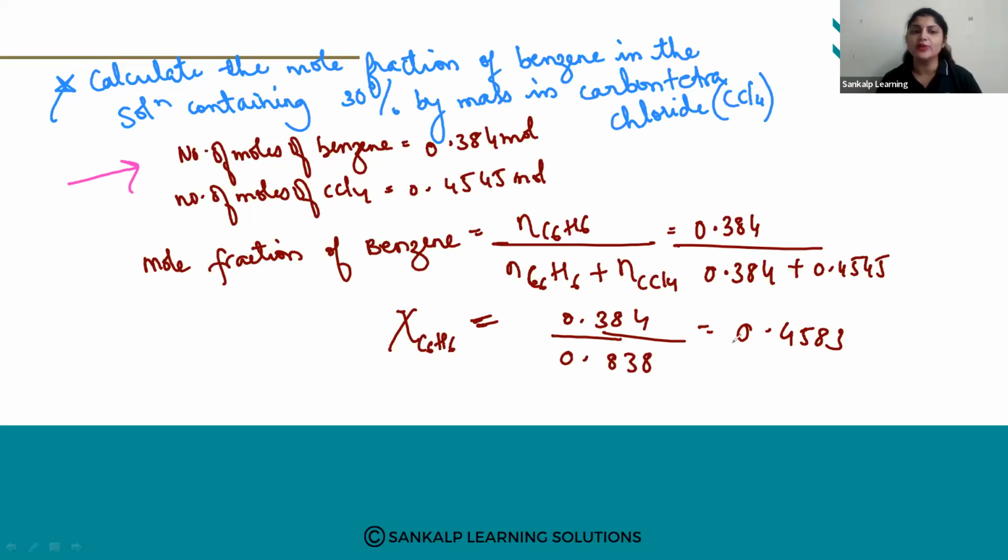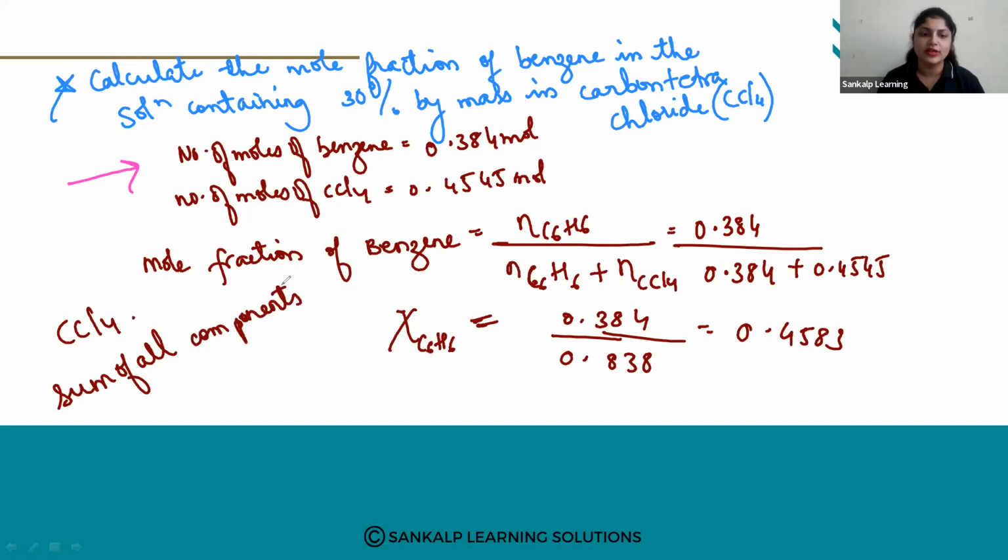Now, if I want to calculate the mole fraction for CCl4, how will you calculate it? You know the statement: sum of all components in mole fraction is equal to what? It is equal to 1, right? What did I give the statement? Sum of all mole fractions, right?